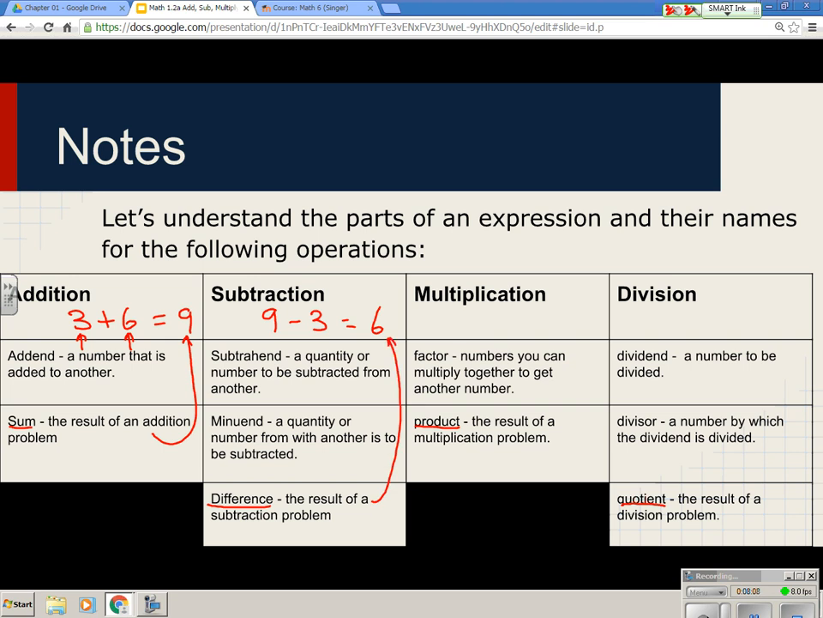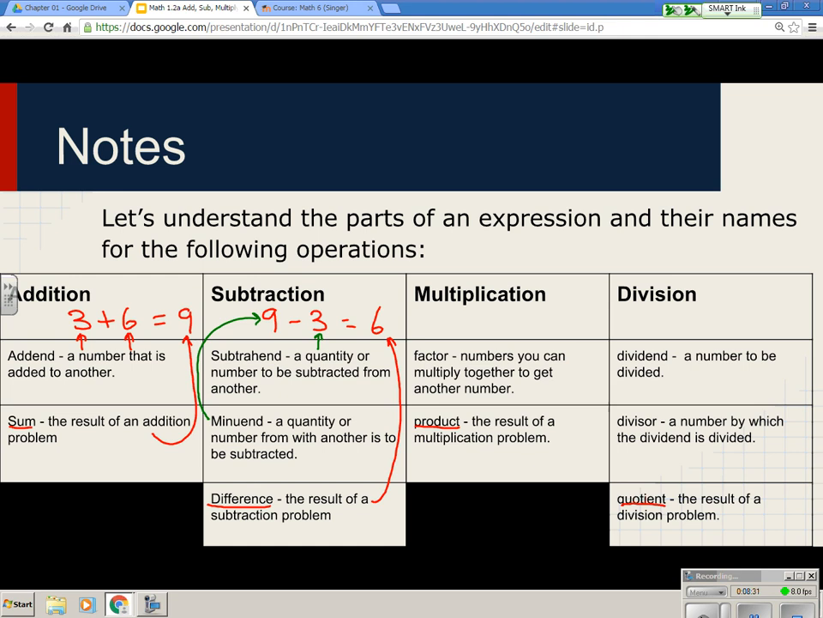But which one exactly is the subtrahend and which one is the minuend? So how it always goes is minuend minus subtrahend. So the minuend would be 9 here, and the subtrahend would be 3. Okay, so minuend means you're going to be taking something away from it. Subtrahend is what you're actually subtracting away.